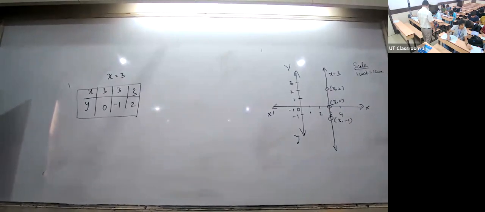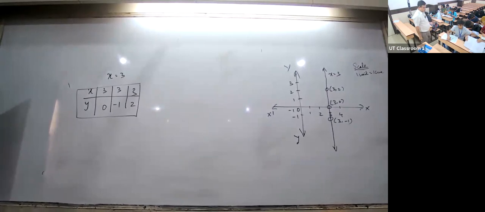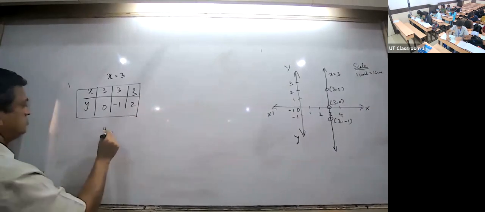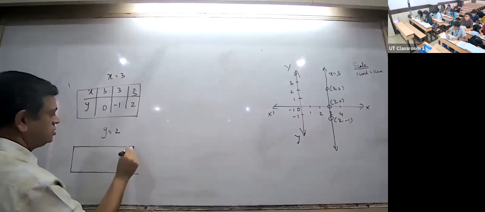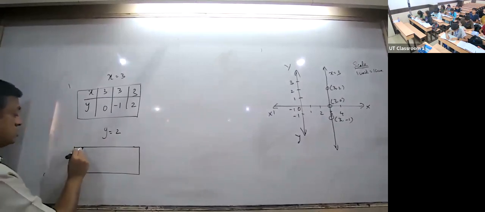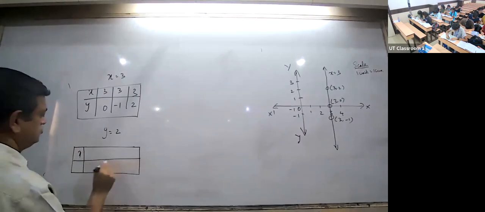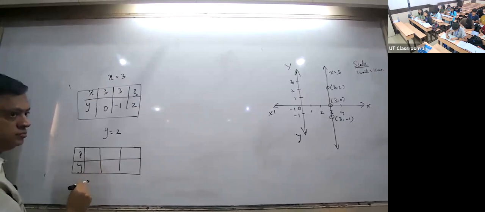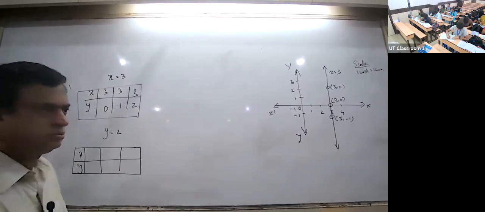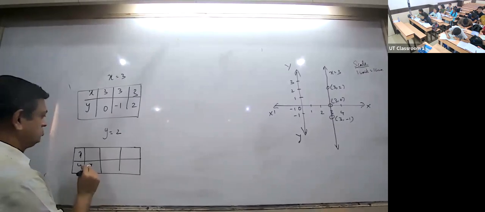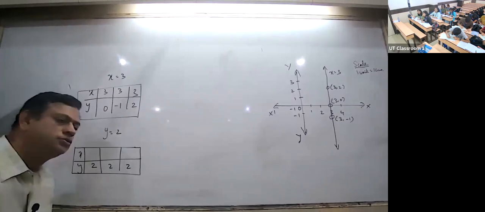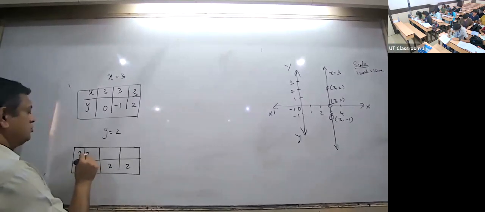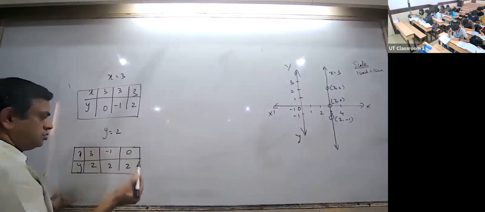What is the next one? y is equal to 2. Same way, make this table. What is the meaning of y equal to 2? Whatever the values of x, y value will remain the same. And this line will be parallel to which axis? X axis. Y value two. Any number I can take for x. You decide. If you want, write 3, -1, 0, anything you take.